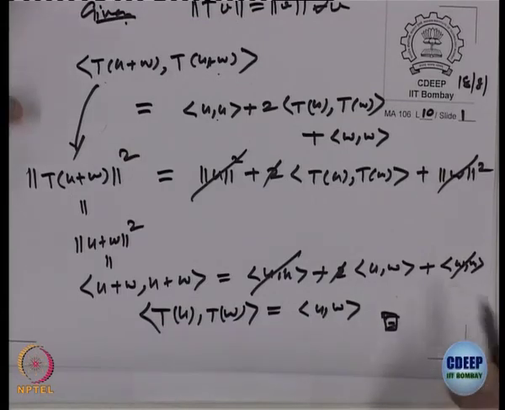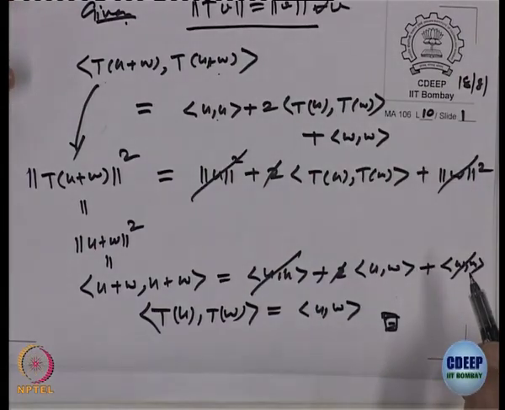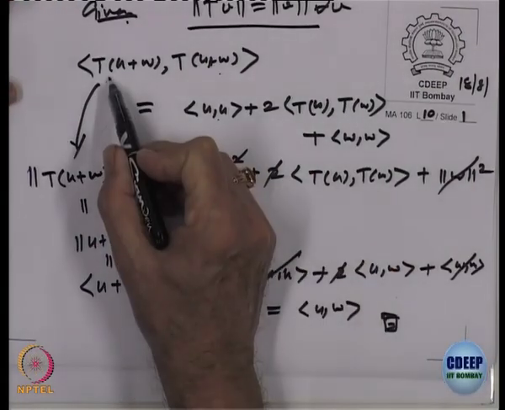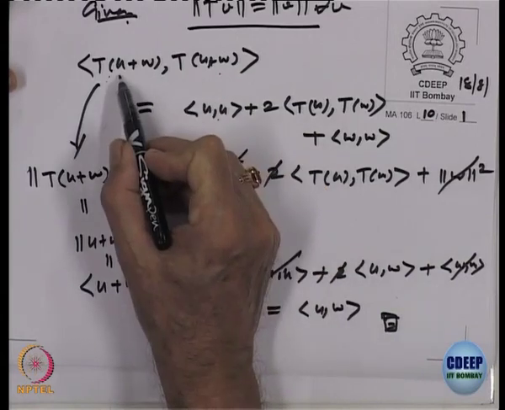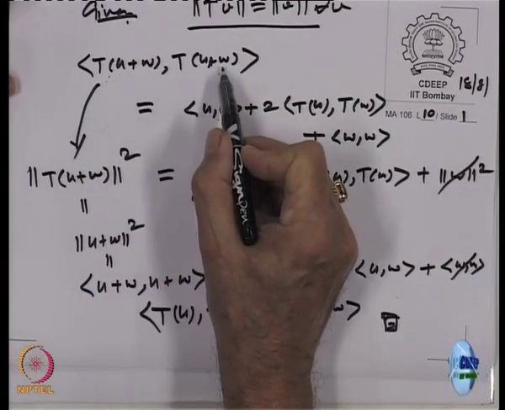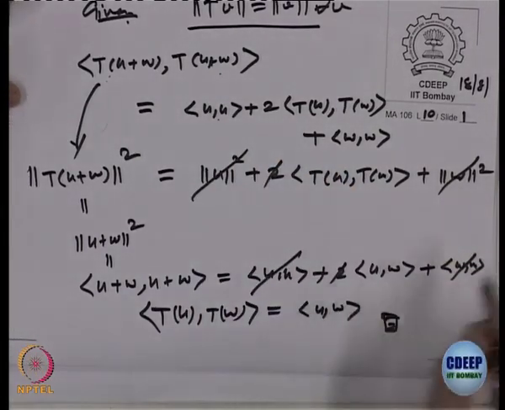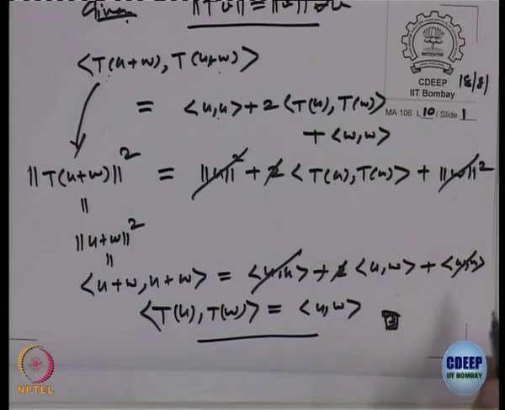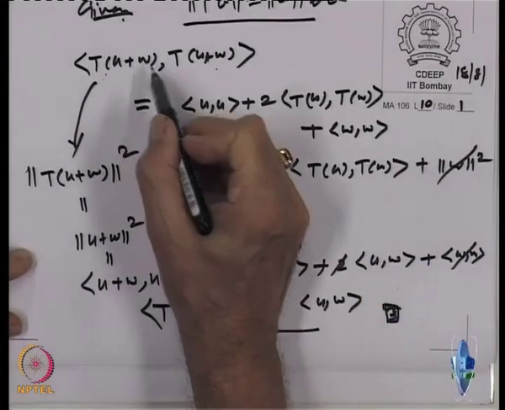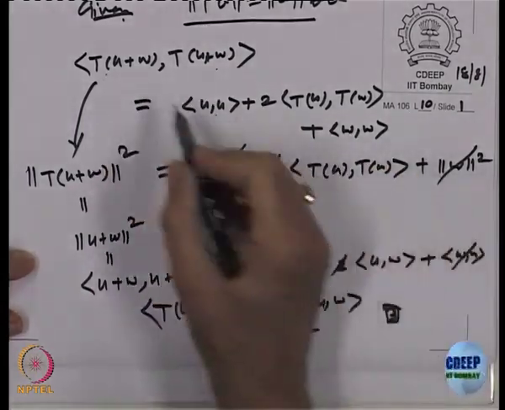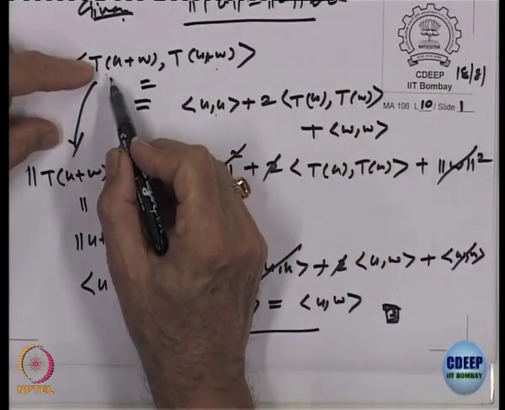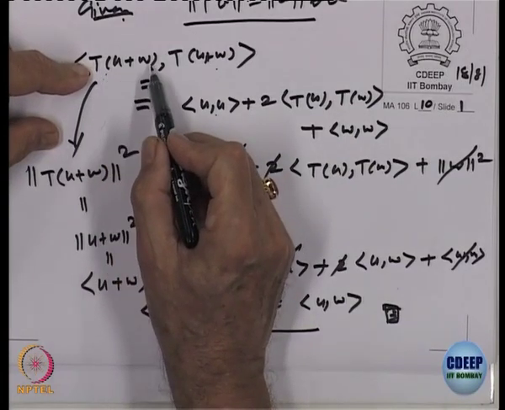Is it clear? So, assuming that the magnitude is preserved, we just look at the dot product of T of u plus w with T of u plus w, and expand, and you get the required thing. So, that is the proof. Is it clear now? See the first step. I have just not written the earlier thing, that was equal to T u, T w.